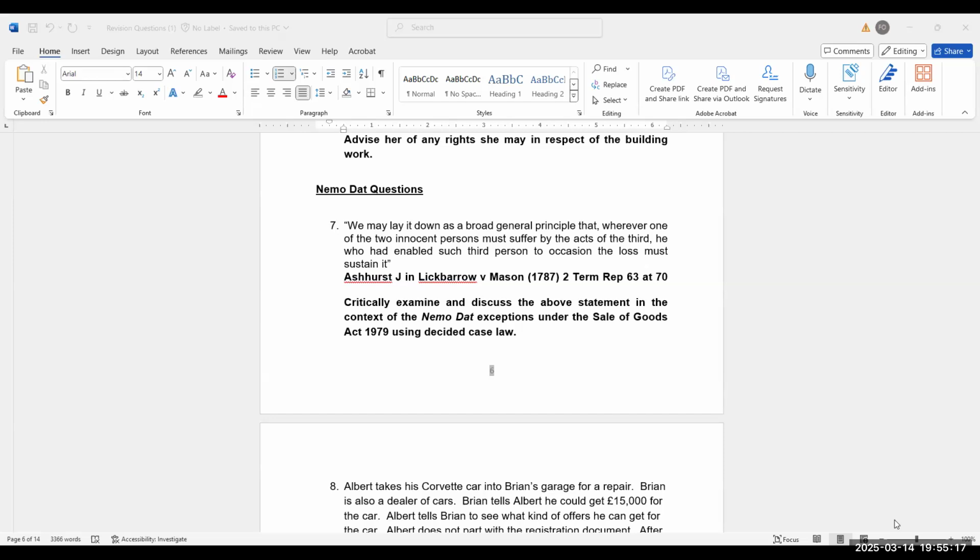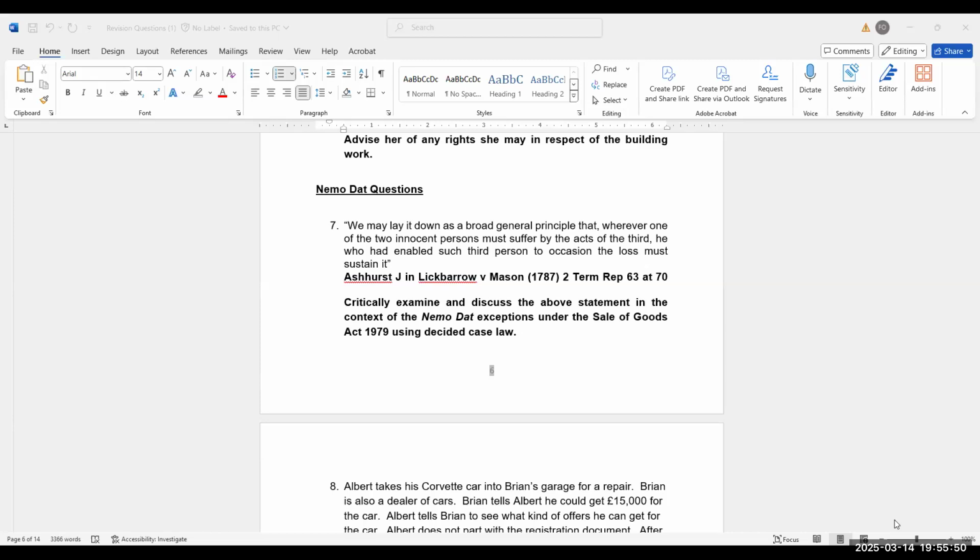But nevertheless, in Oppenheimer's case, they don't usually have the authority to pledge, but the court still said it's in the course of their business. If they're able to pass title, they should be able to pledge, even though it's not something they usually do. So a purchaser in good faith without notice is also able to acquire good title to the goods.